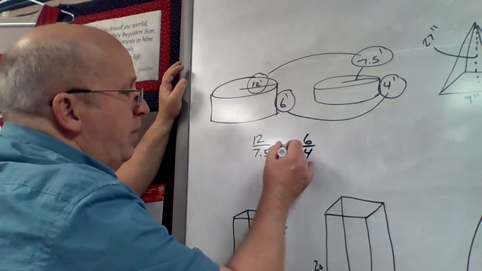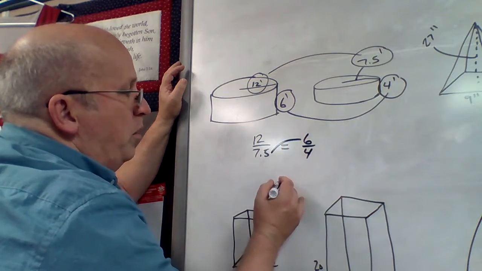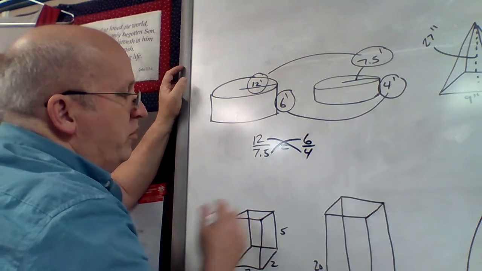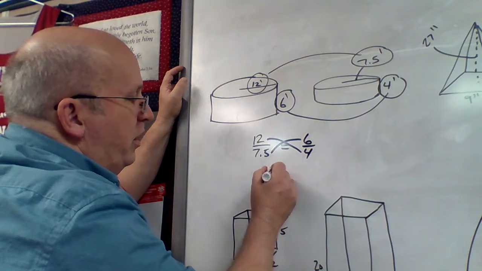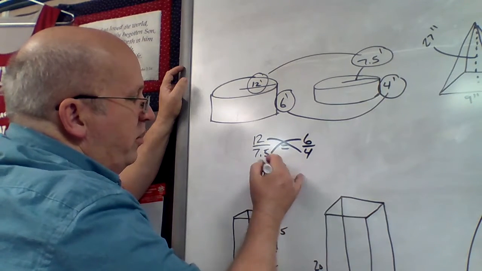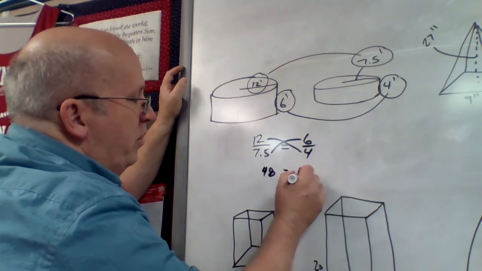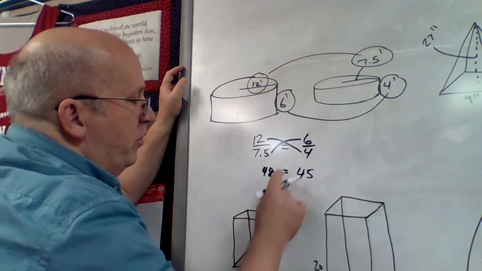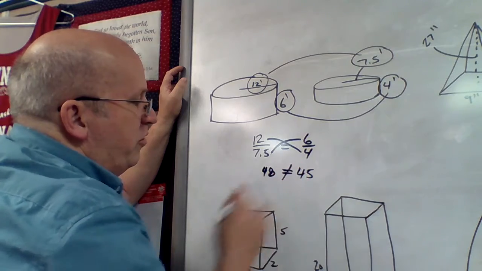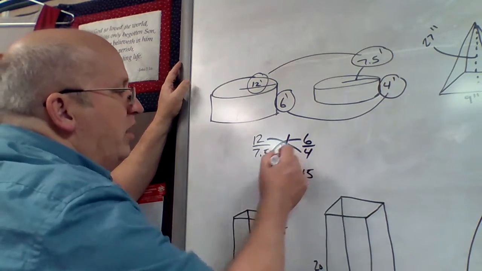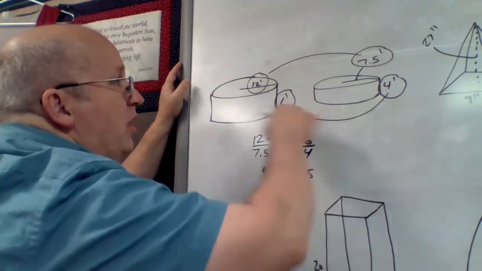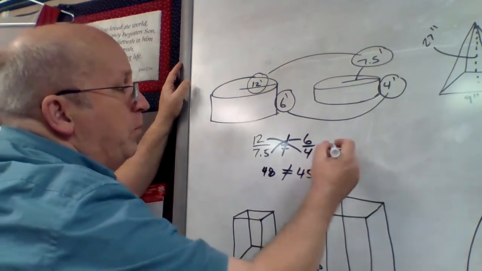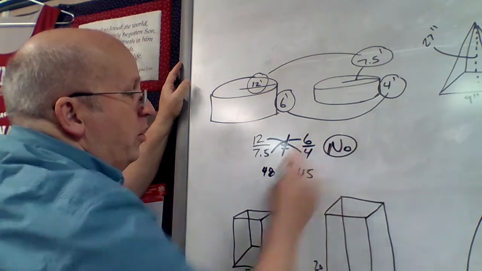So in this example, let's see what 7.5 times 6 is, and let's see what 12 times 4 is. 12 times 4 is 48, and 6 times 7.5 is 45. Are those two numbers equal to each other? No, they're not. So instead of an equal sign, we'd have to put a is not equal to symbol. And what we're seeing is that the corresponding sides are not in proportion, so I'm going to write no.